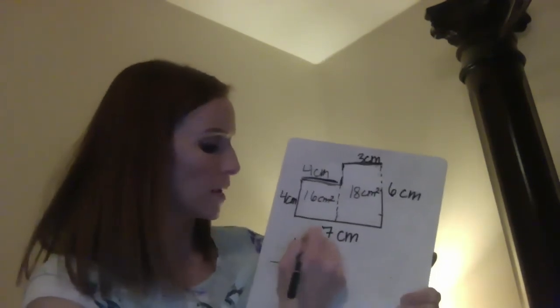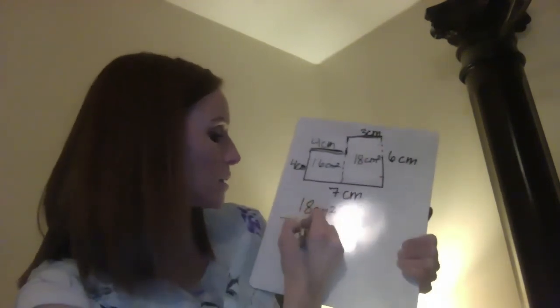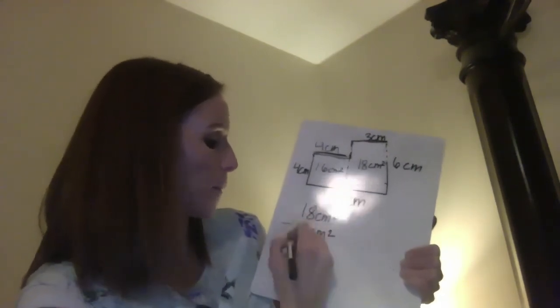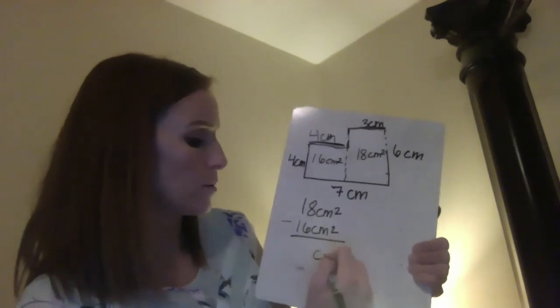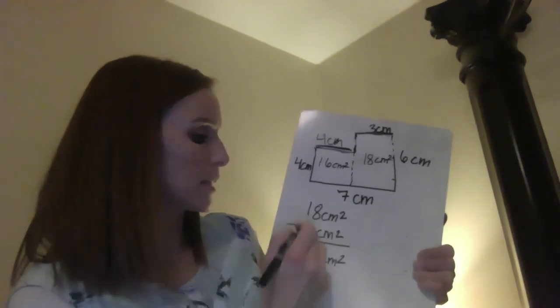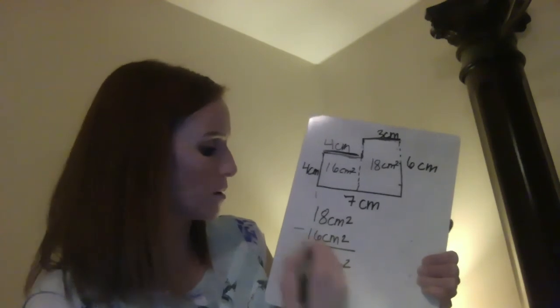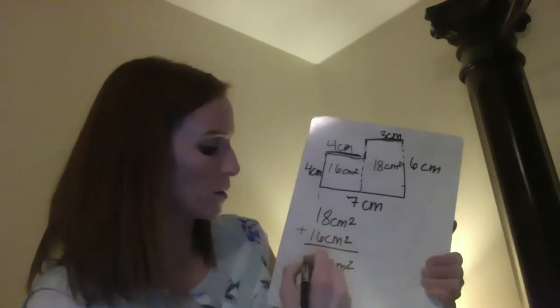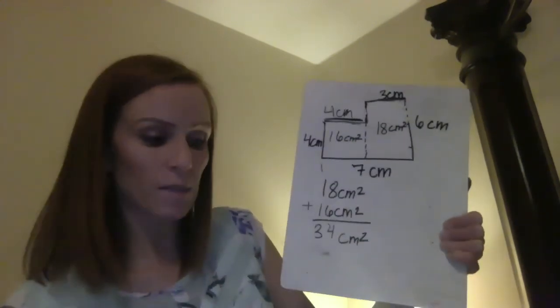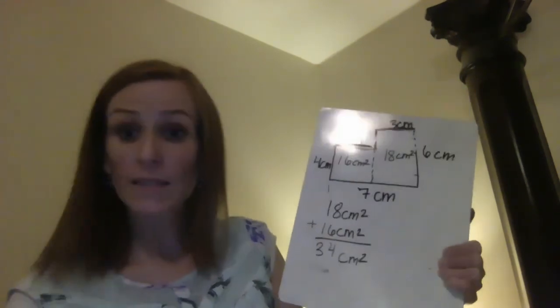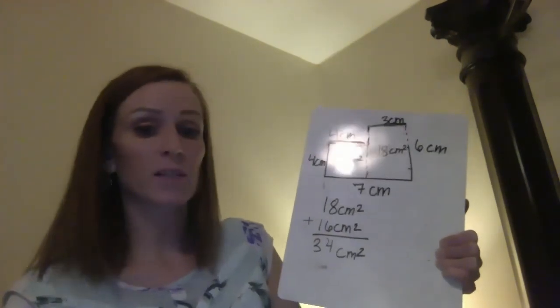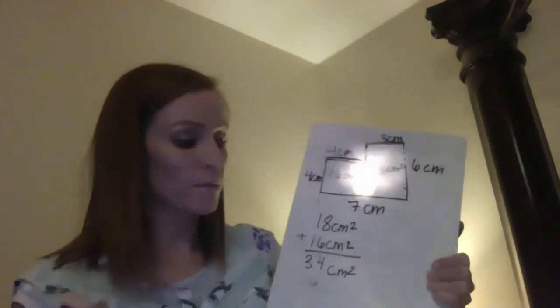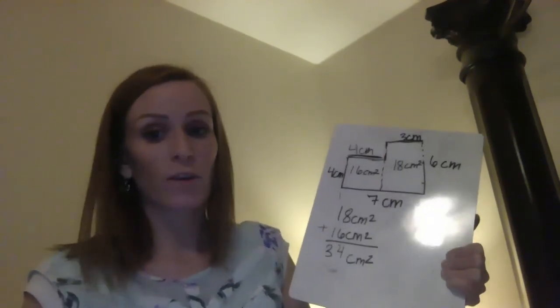Let's go down here. 18 centimeters squared. 16 centimeters squared. We carry down our label, centimeters squared. 6 and 8 is 14. 1 plus 1 plus 1. We have 34 centimeters squared. And that's how we're going to find the area of these complex shapes, by cutting them into different pieces and figuring out what's missing. So let's try some on your own.